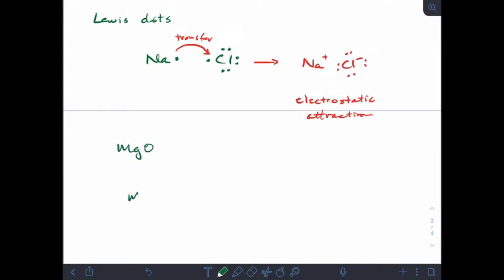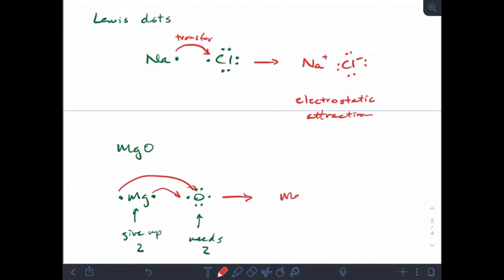If I do the Lewis dots for magnesium and oxygen, magnesium has 2 valence, oxygen has 6 valence. Oxygen needs 2, and magnesium wants to give up 2. So we get a transfer of 2 electrons. And the result is that we have magnesium 2+ with no electrons around it, and oxygen 2- with all of the electrons around it.